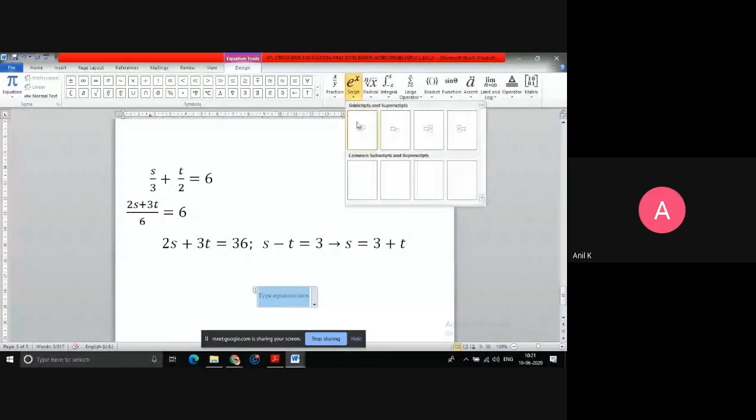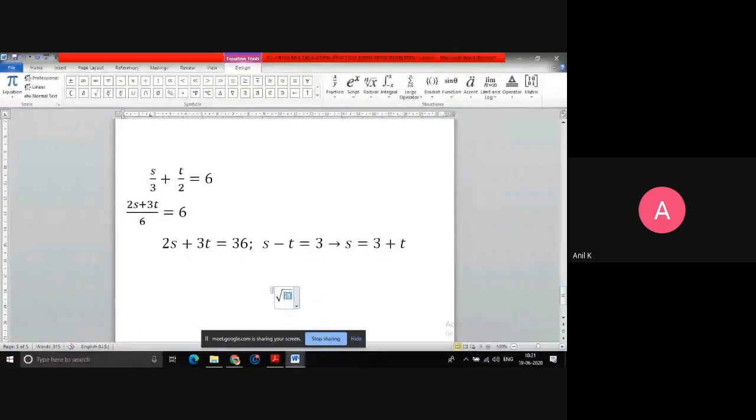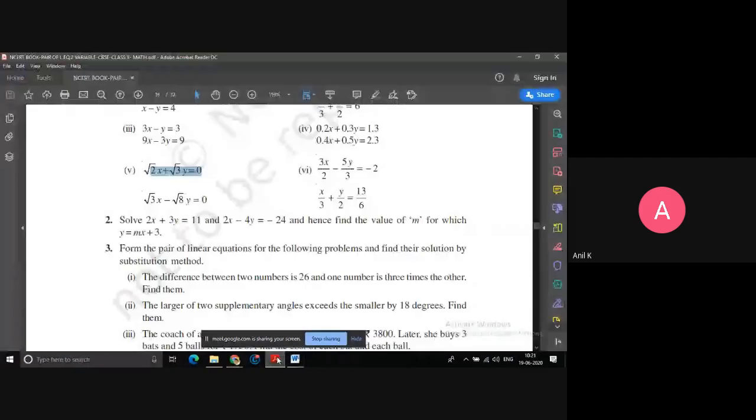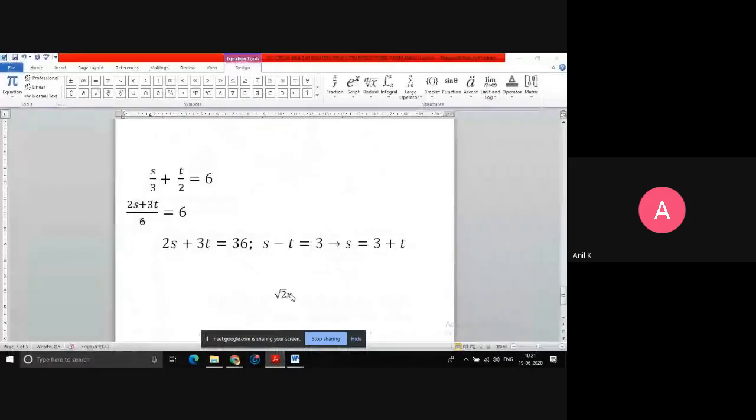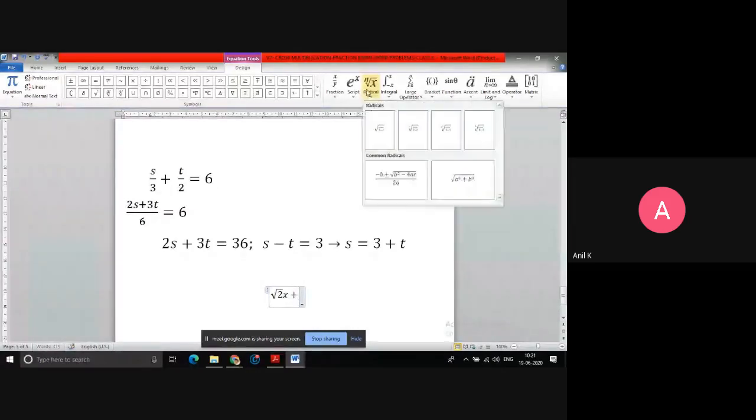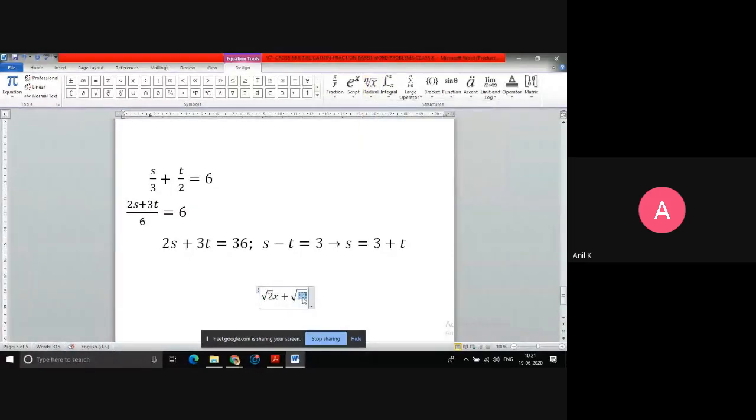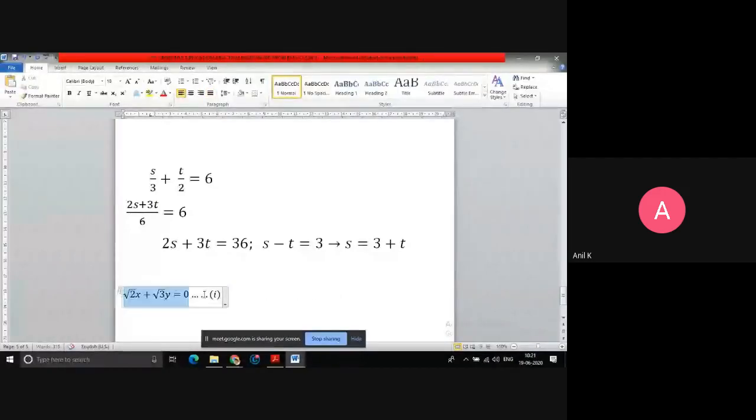This is going to be root 2x plus or minus plus root 3y, plus root 3y is going to be 0. So this is my equation 1. I think let me maximize the font.